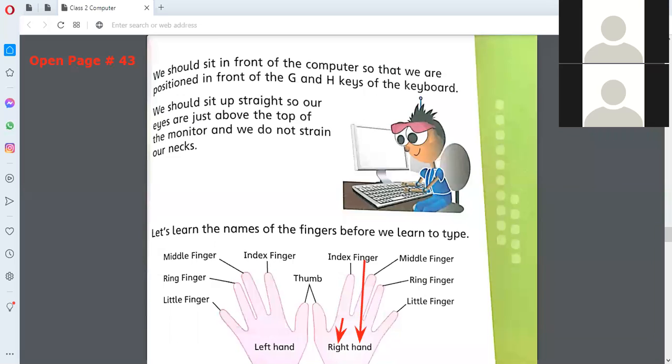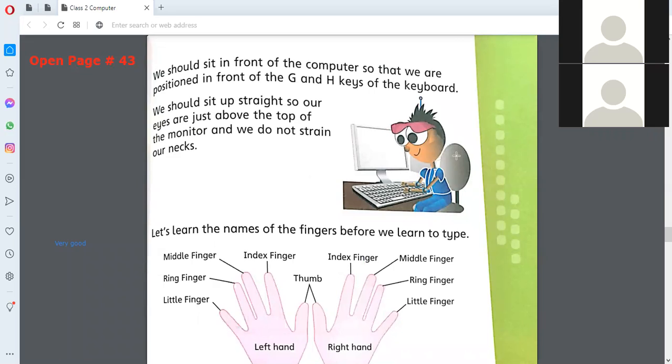Hand. Very nice. That's good. So, along with Saud and Ayman, both told us the spelling of right hand. So, is there anyone who can tell me the spelling of left hand? Okay, let's see who is going to tell me the spelling of left hand.